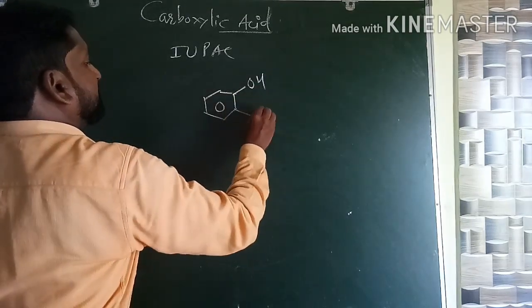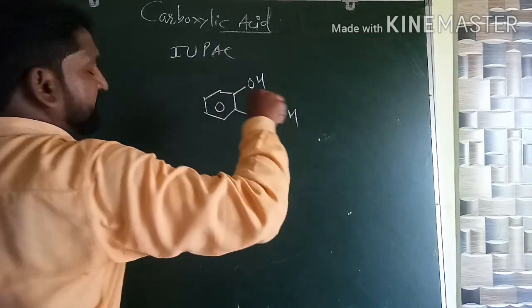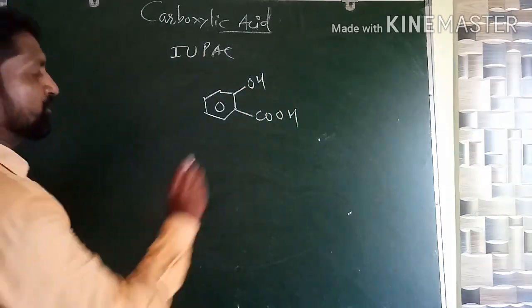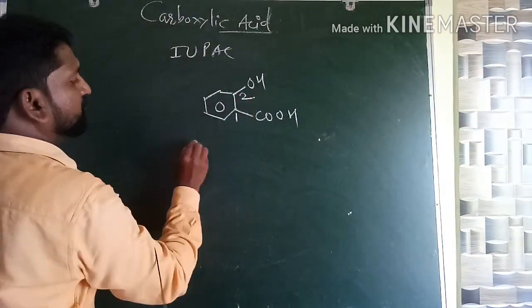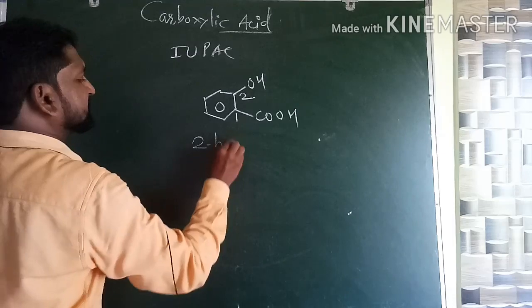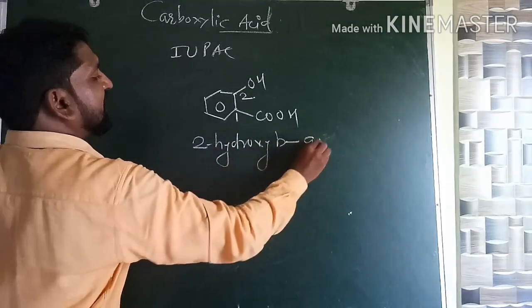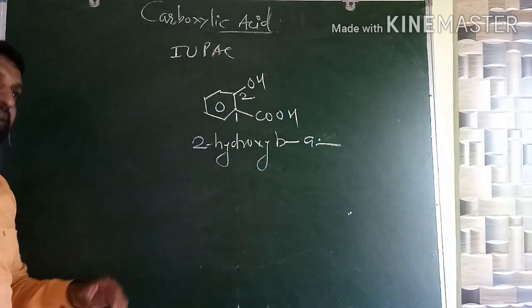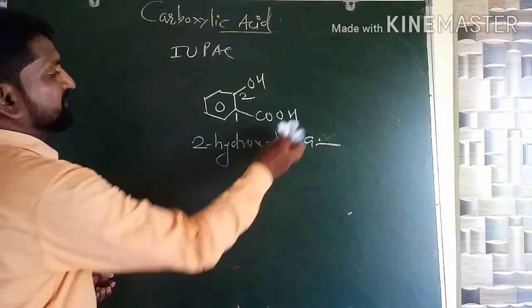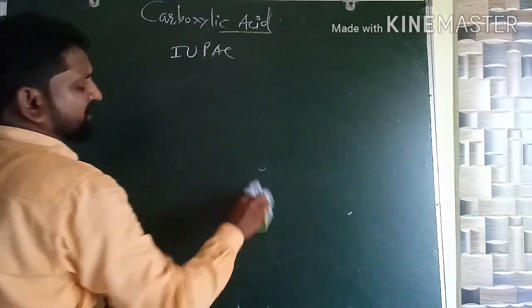OH, COOH. What is the common name? Salicylic acid. What is the IUPAC name? Number 1, number 2. 2-hydroxybenzoic acid. So in this way we can take a lot of examples.